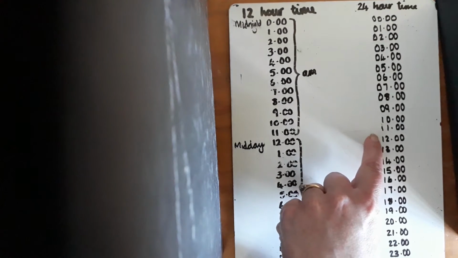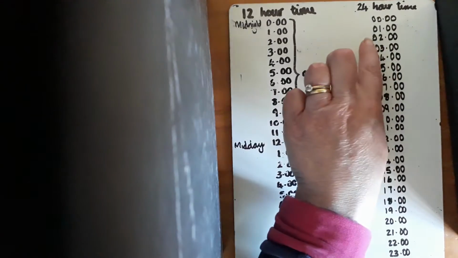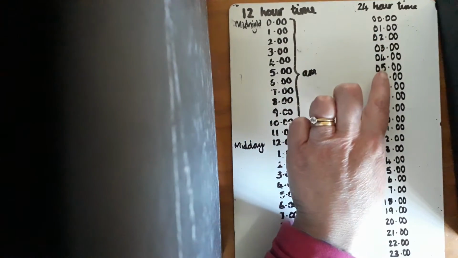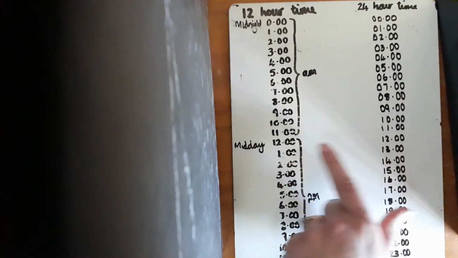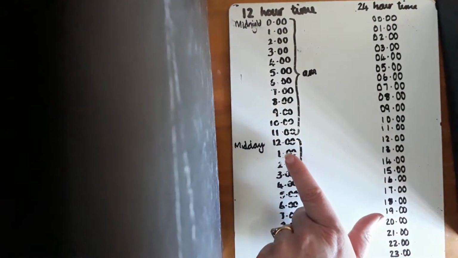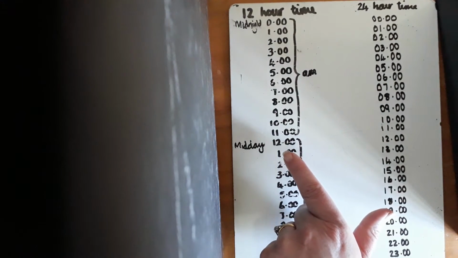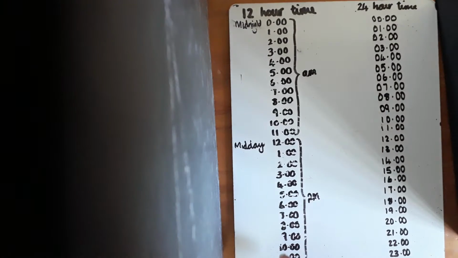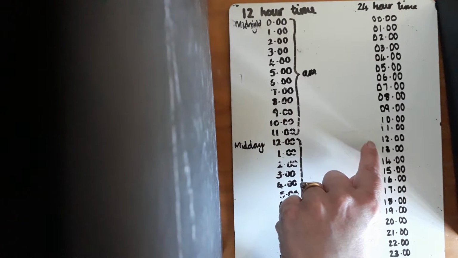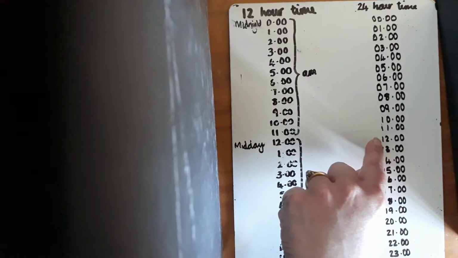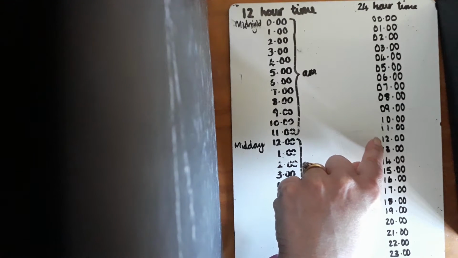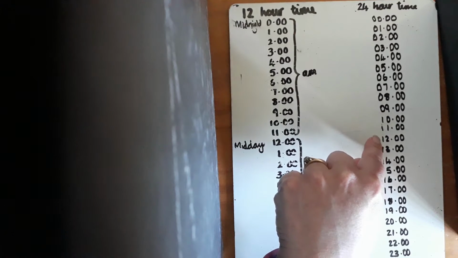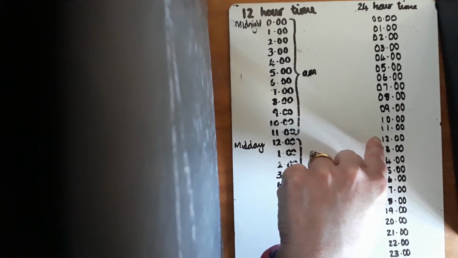Look what happens. Okay, so we've been increasing by 1 all the way until we get to here, and then this one in the 12-hour time goes back and starts at 1 again. Okay, and this one in the 24-hour time continues to increase by 1. So it goes from 12 and then continues going up in ones.